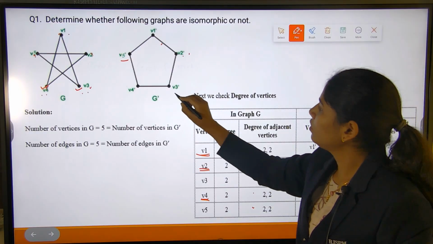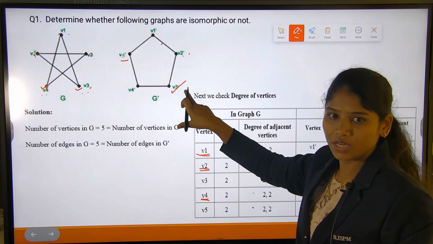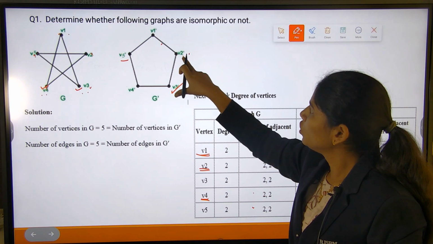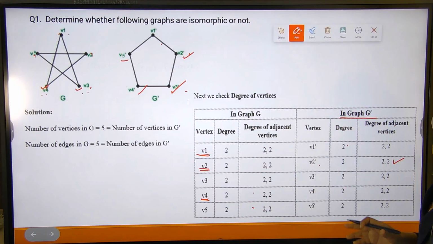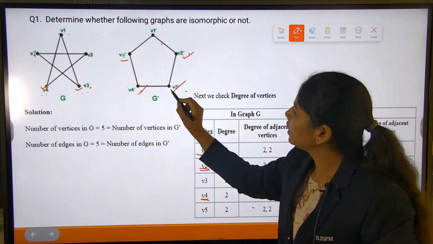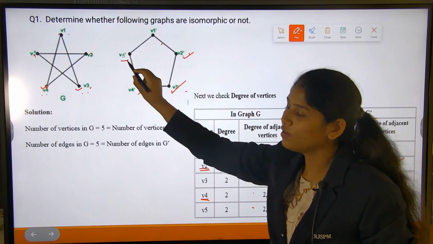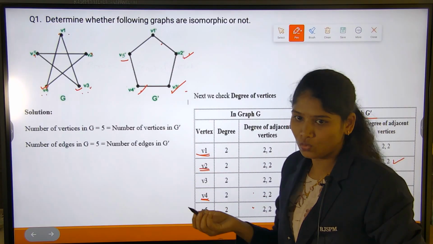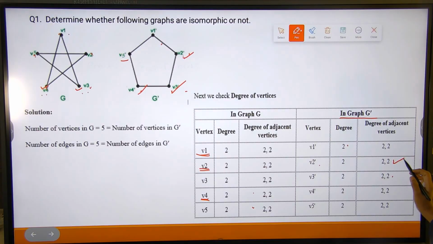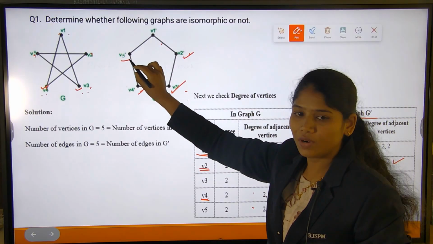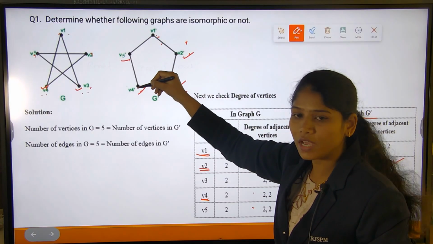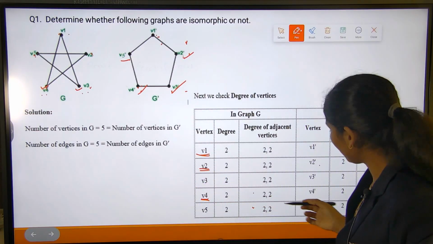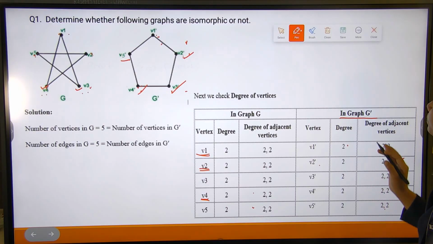Next, check for V3 dash. Again for V3 dash, there are 2 adjacent vertices, V2 dash and V4 dash. Write down their degrees, 2, 2. Next for V4 dash, there are 2 adjacent vertices, V3 dash and V5 dash, both having degree 2. So write down 2, 2. Next check for V5 dash. Again it has 2 adjacent vertices, V1 dash and V4 dash, both having degree 2. So write down here 2, 2.